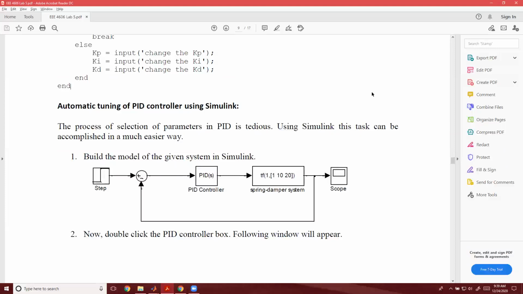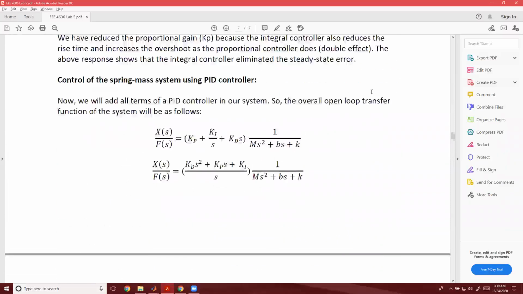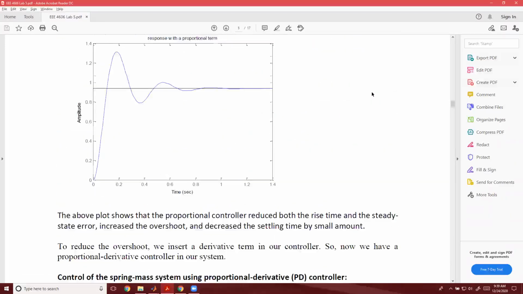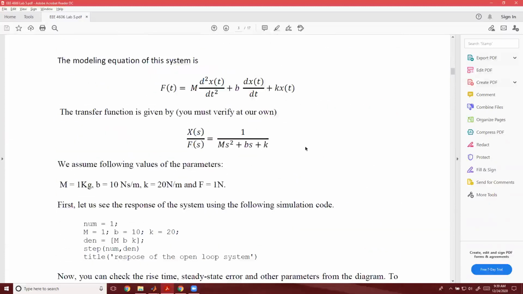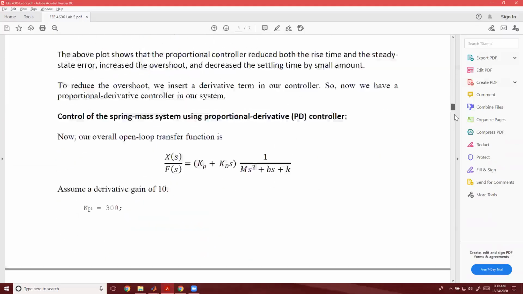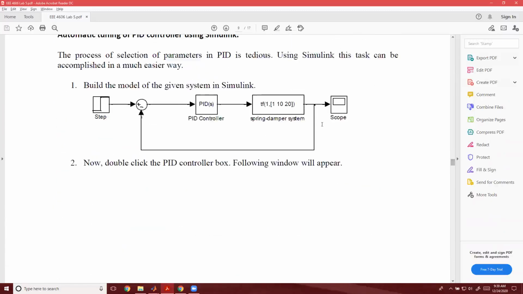Okay, so we're going to build the model of the given system. The spring mass system that we had previously, we're going to implement this transfer function or the model using Simulink. What is this block called that we input our spring damper system into? LTI system, right? And we are going to use a block called PID controller that will do the controlling. And we have a step response as previously.